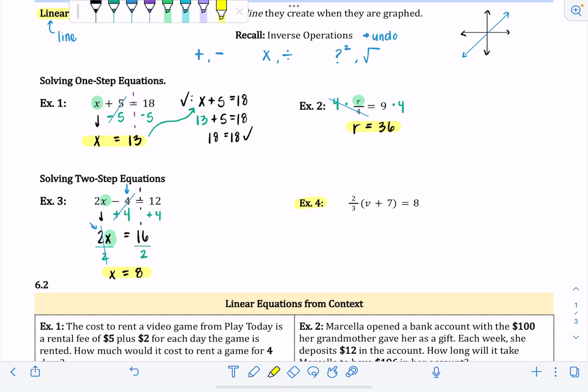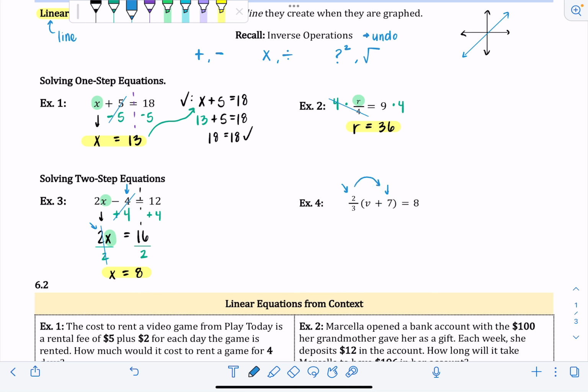And then example 4. So 2/3 times parentheses v plus 7 equals 8. In this case, we can't get rid of the addition or subtraction first. There's a few things being done. There's this 2/3 being multiplied. There's that plus 7 that's being added to it. However, because of the parentheses, I definitely cannot subtract 7 first because it's not just 7, it's actually 2/3 times 7, so I can't subtract.